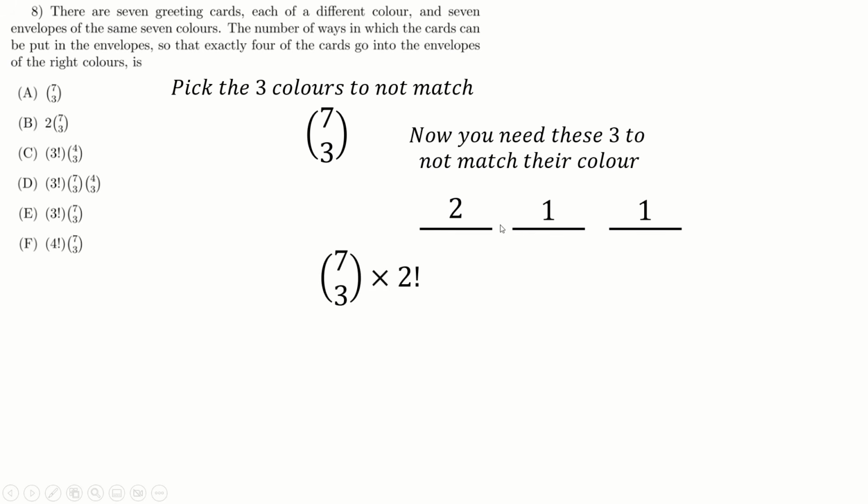That's probably easier than trying to justify it like this. Just list out the only 2 ways you can do it. 2 factorial is, of course, just 2 anyway, and you end up with the answer of B.